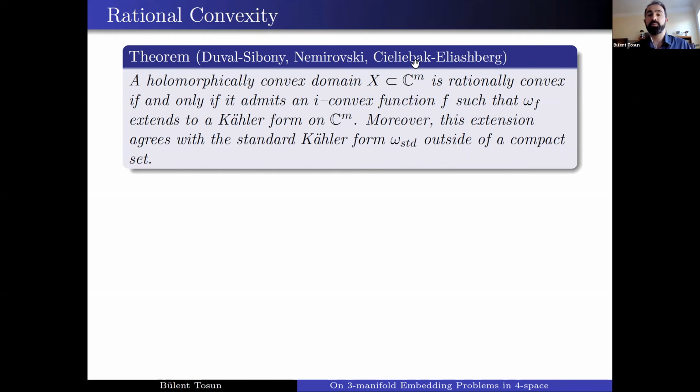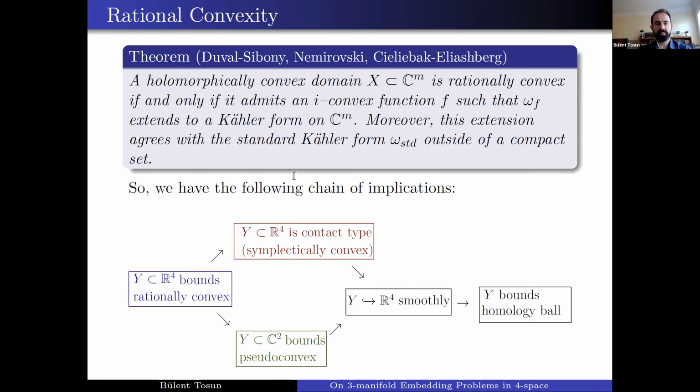And indeed, it was remarked by Cieliebak and Eliashberg that you can take this Kähler form to be just the standard symplectic structure outside of a compact set. So these are what rationally convex domains are. And in particular, so far we have talked about holomorphically convex domains, symplectically convex domains, and rationally convex domains. And here is what the implications are.